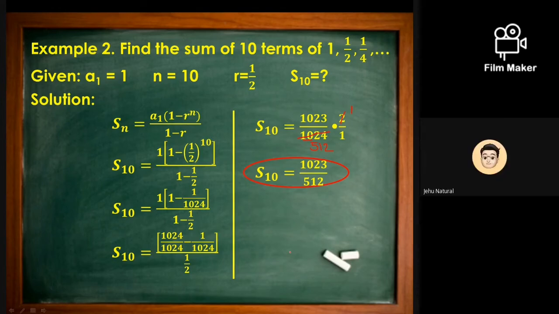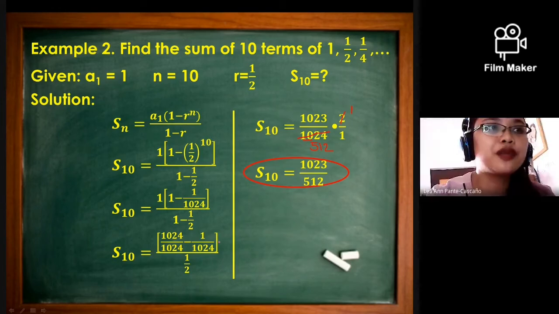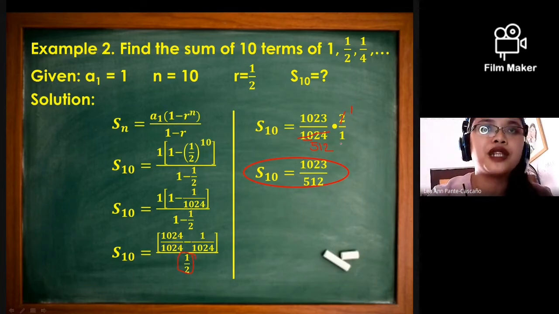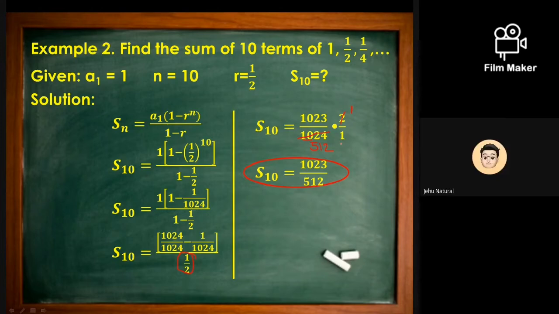Ma'am, paano po ulit nakuha yung 2 over 1? Di ba ito po ay 1/2? Sabi po natin, pag nag-divide tayo ng fraction, we get the reciprocal of the denominator. So, kung siya ay 1/2, ang mangyayari po, babalik ta rin lang natin siya. Magiging 2 over 1. Okay po. Salamat.